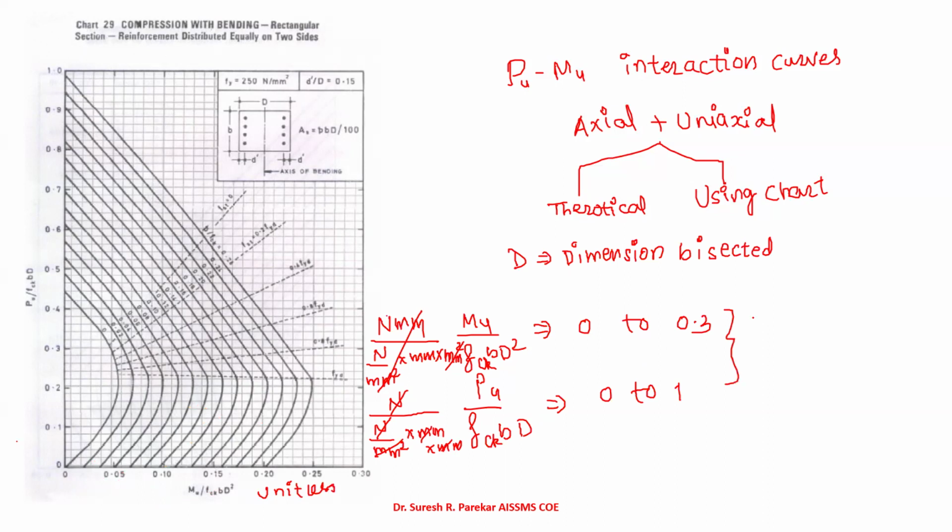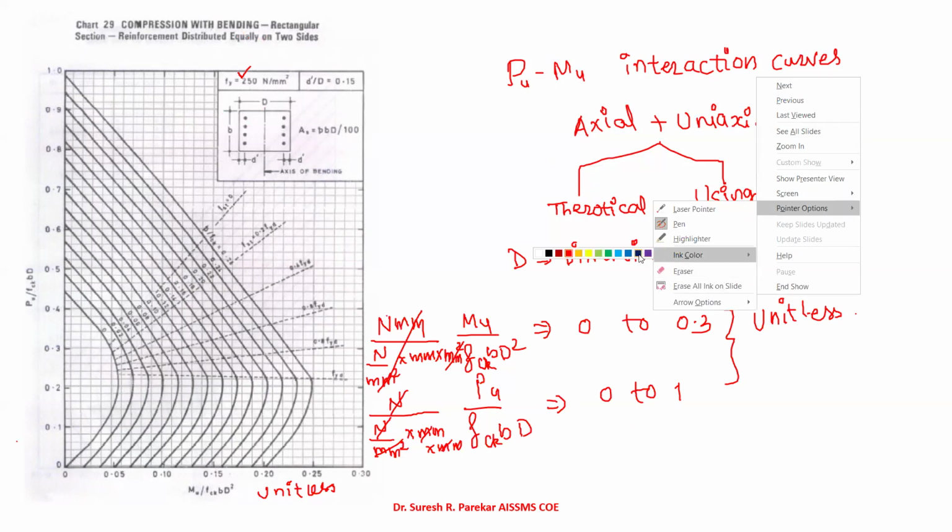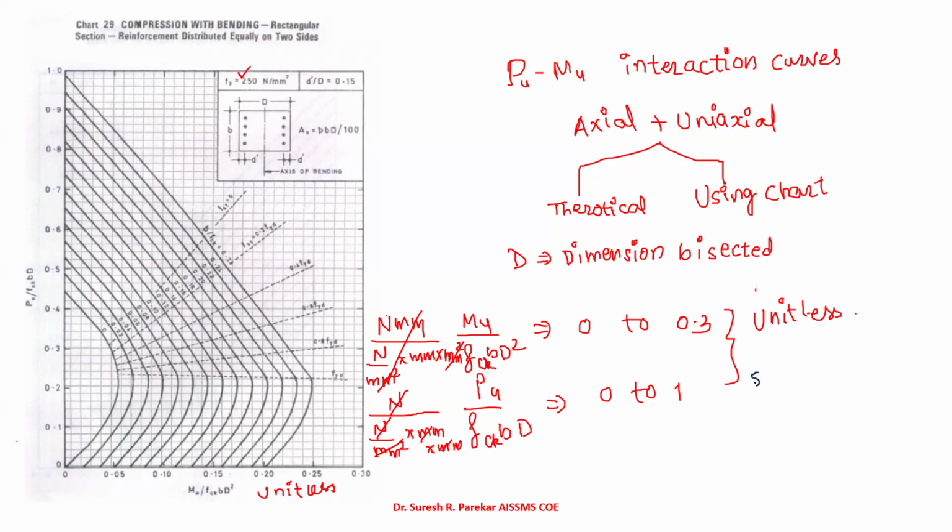So these are unitless. Now how we are going to select the chart, that is most important. First, we have to go for Fy. So first, selection of chart. So I will write over here, selection of chart. What is required? First we require the Fy value. We have three values: Fy 250, Fy 415 and Fy 500.